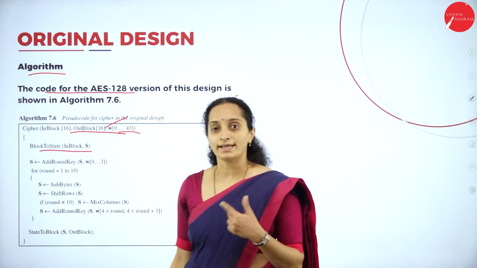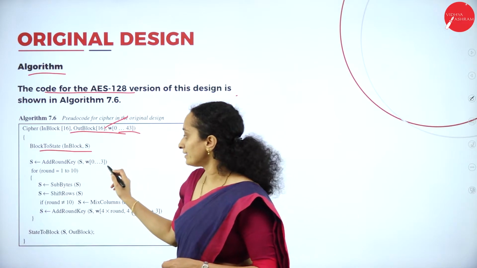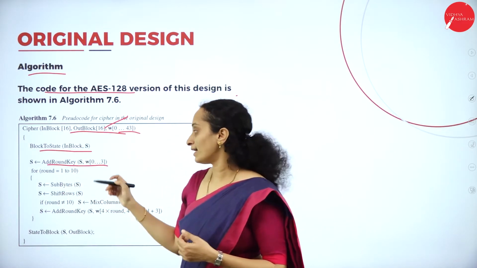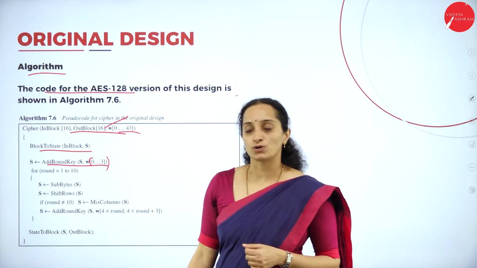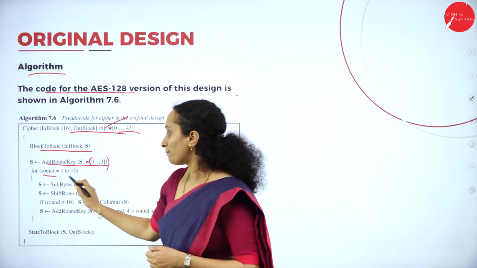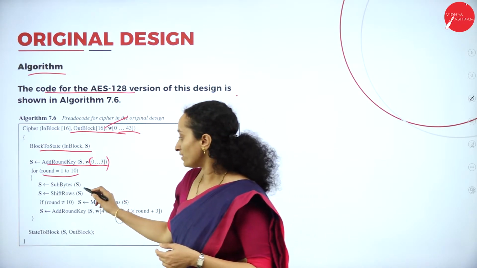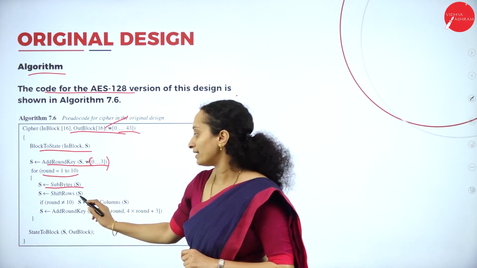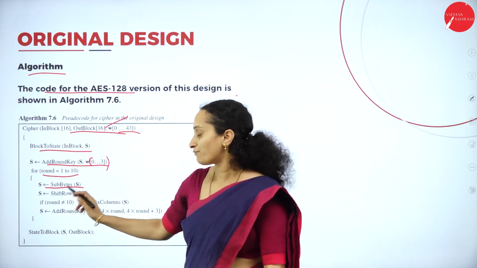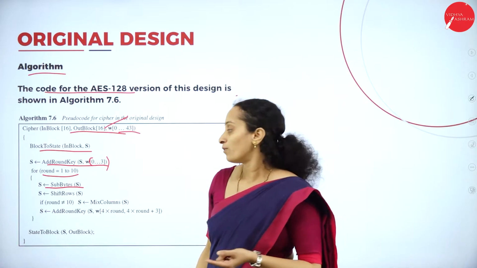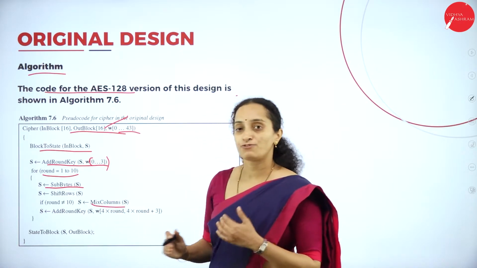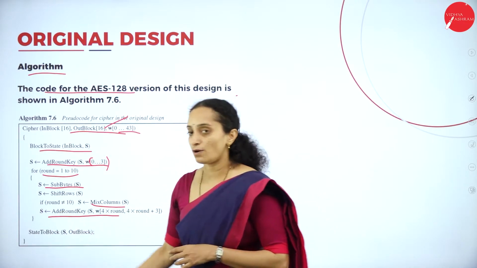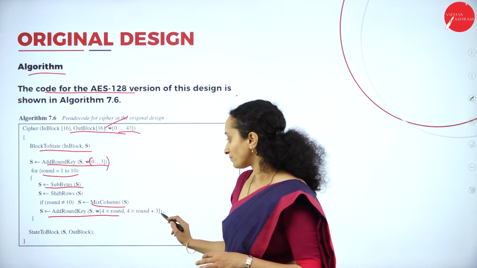Block to state will be converted, and the add round key function is called to get the words from W0 to W3, which is applied for each round. So first, the input will get the SubBytes from the S-box, then ShiftRows. If the round is not equal to 10, only then mix the columns. If the round reaches 10, stop the mixing. Add the round key in the last step.